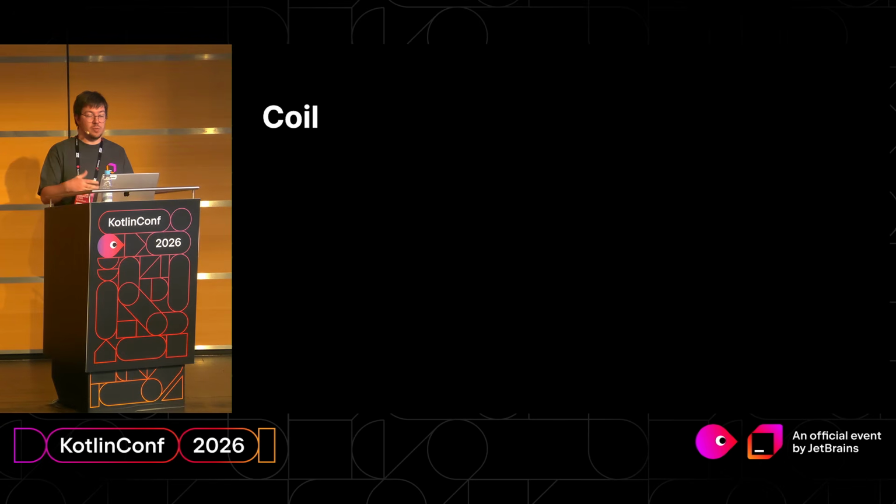Usually we don't do image processing on our own. Usually we use some libraries. And there is a quite popular library, Coil. In my example, I used Coil, and I decided to check what is going on, why it's so bad.